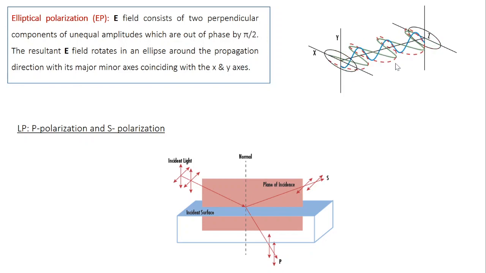Now the phase difference between the two orthogonal components need not be pi by 2. It could be anything except 0. For example, it could be pi by 3 or pi by 4. So if the phase difference is pi by 2, then the electric field rotates in an ellipse where the major and minor axis of the ellipse coincide with the x and y axis. If it is not pi by 2, then the major and minor axis of the ellipse will not be coinciding with the x and y axis. It will be slightly tilted.